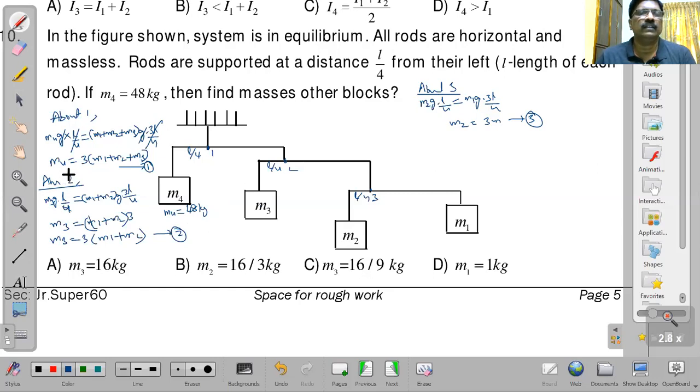Already M4 is given. When M4 is given, then from equation 1, M1 plus M2 plus M3 is equal to M4 by 3.